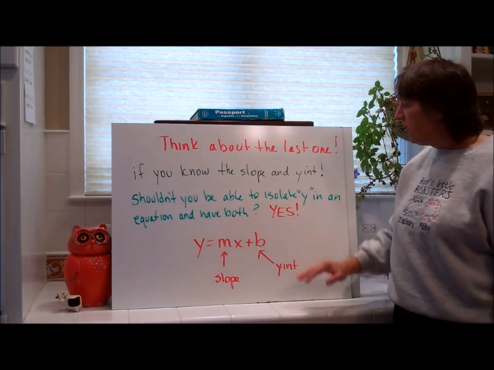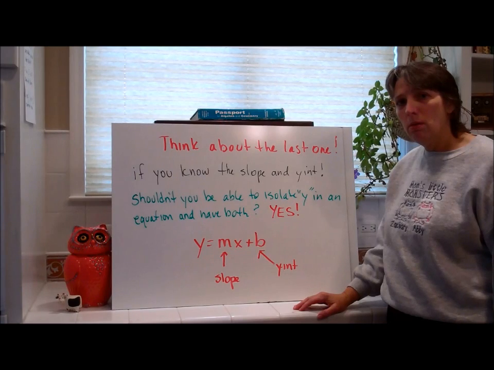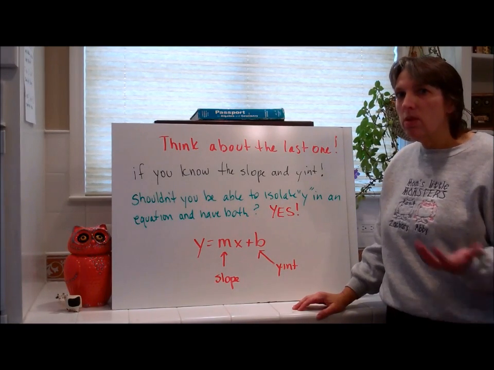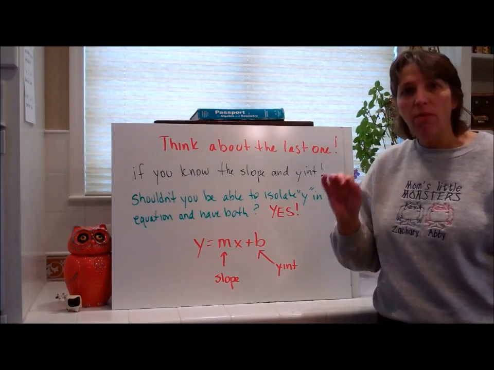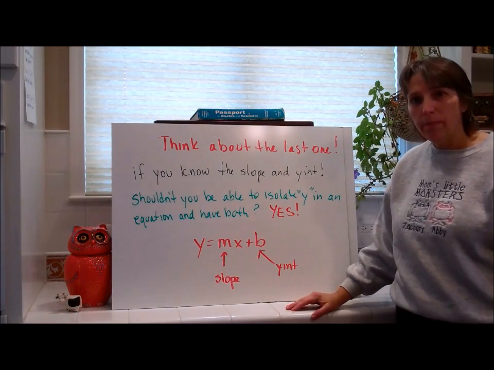But shouldn't you be able to isolate the y in an equation and have both? Yes. Because x will be 0, then you'll have the y-intercept. Which leads us to slope-intercept form. Y equals mx plus b.